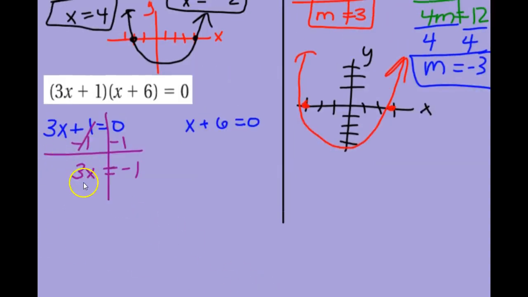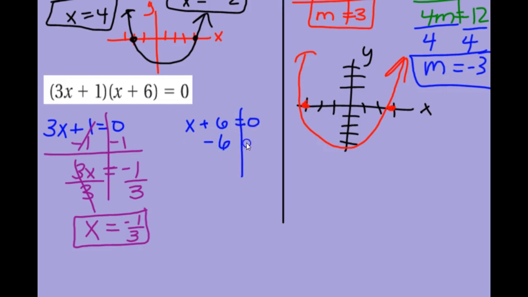And then get rid of that 3, divide by 3. We have x equal to 1 divided by 3, which is not 1, it's not 3, it's literally just 1/3 still. That's okay. Doesn't always have to be a whole number. Same thing here, subtract 6. So x equals -6.